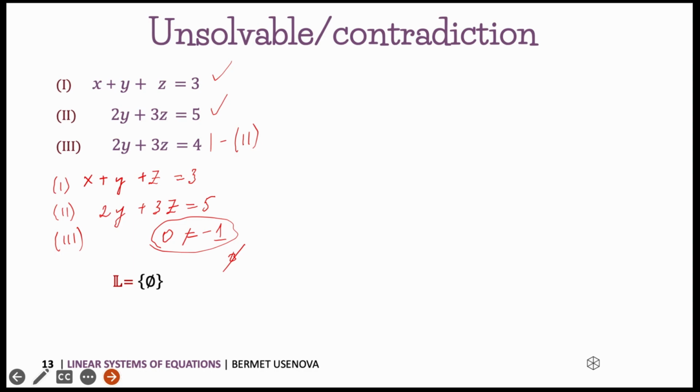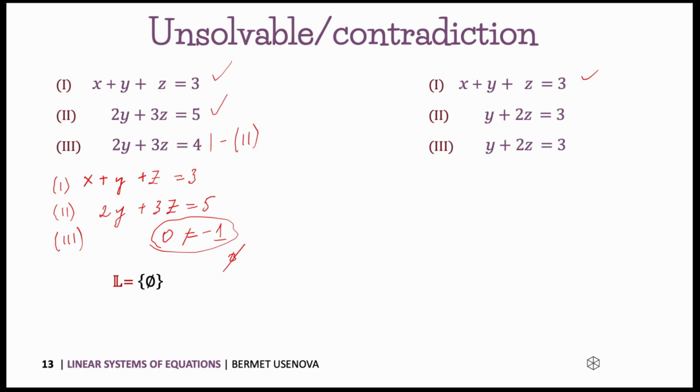Next example is this one. So the first is in row echelon form, second one as well. And we need to work on the third one. What we can do, we can also subtract the second equation from the third. So let's do that. So it will give us x plus y plus z equals 3. And second equation where we have y plus 2z equals to 3. And here, when we subtract from the third the second equation, we will have 0.